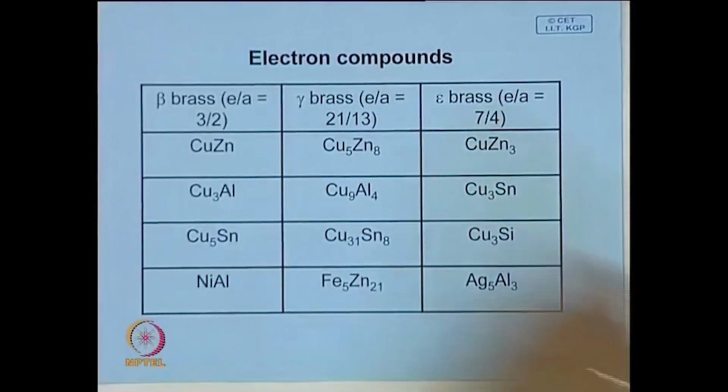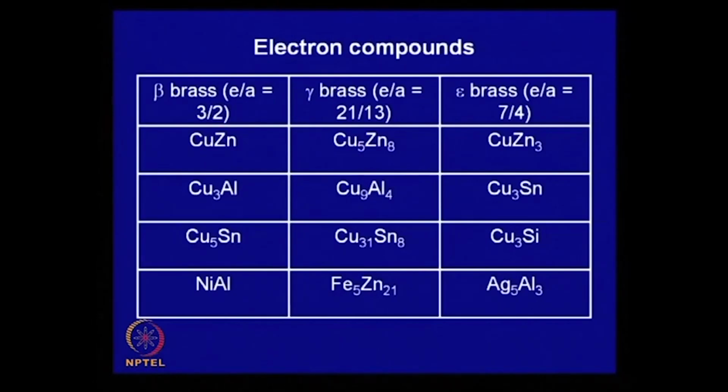Now, apart from this, we also talked about electron compounds. What are they? They do not follow the usual rule of valency, like CuZn: copper has valency 1, zinc has valency 2. What has been found is that these types of compounds form at particular electron to atom ratios, which it is possible to calculate.